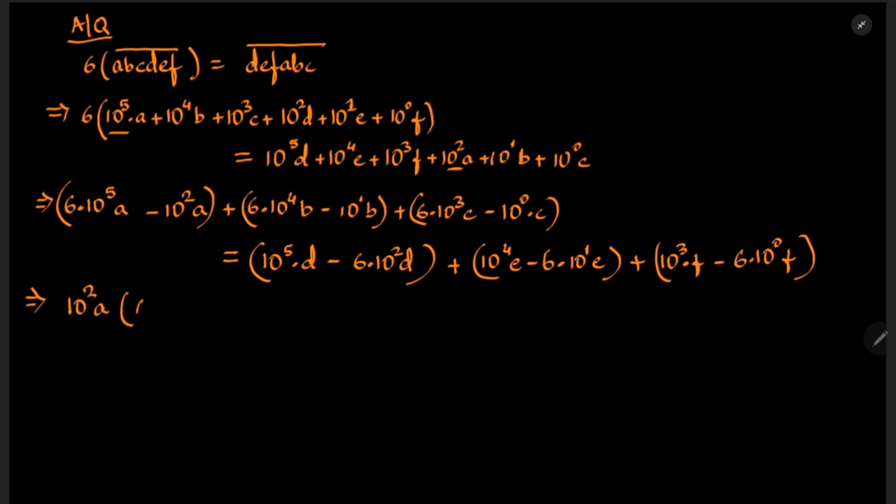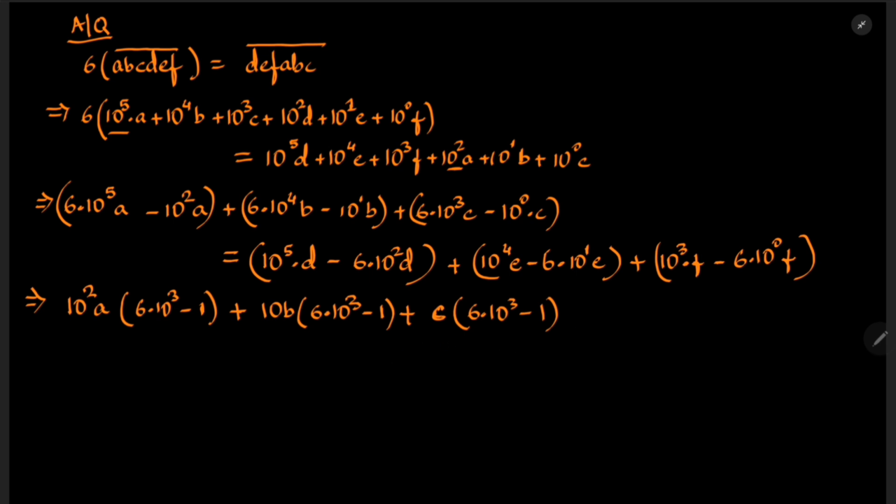We can easily see that 10 square a could be taken common from the first two terms of the left hand side of the equation, and the remaining number would be 6 into 10 cube minus 1. If we try to take variable b common, we'll get 10b common, and again 6 into 10 cube minus 1 will be the numerical value left. From the variable c, only c will get factored out. The remaining number would be 6 into 10 cube minus 1 again.